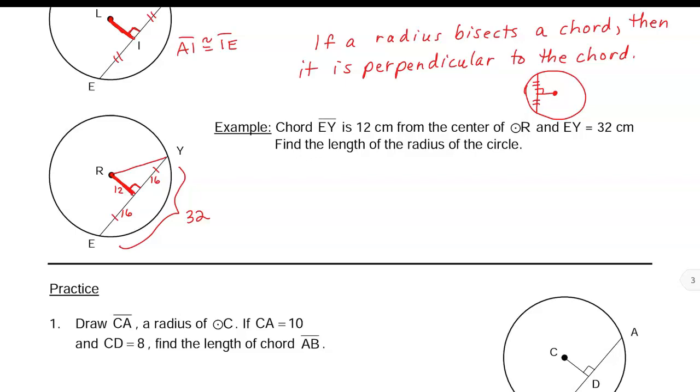Now look what we have. We have a right triangle sitting here in our circle, and the right triangle has a leg of 12 and a leg of 16. That's a 3, 4, 5 triangle. 3 times 4 is 12, 4 times 4 is 16, so 5 times 4 is going to be 20. So the radius of the circle is 20.